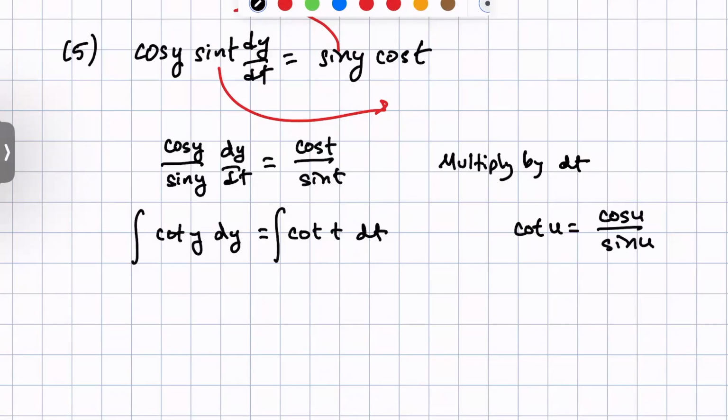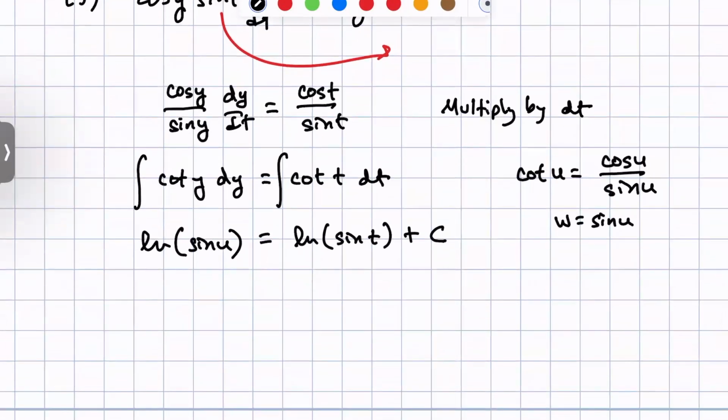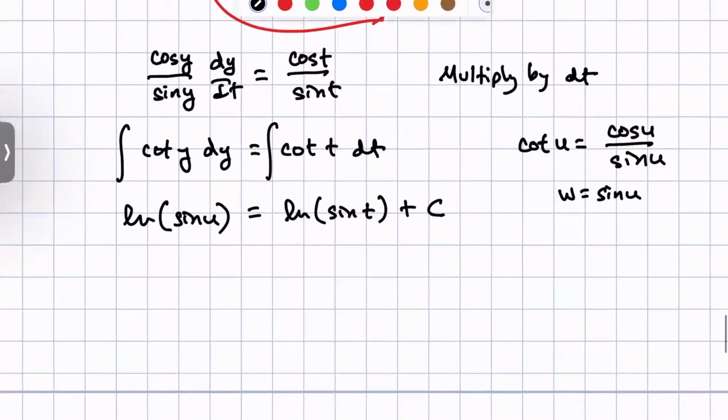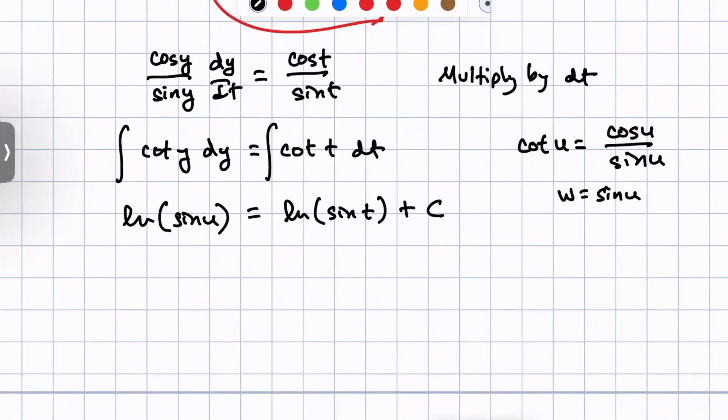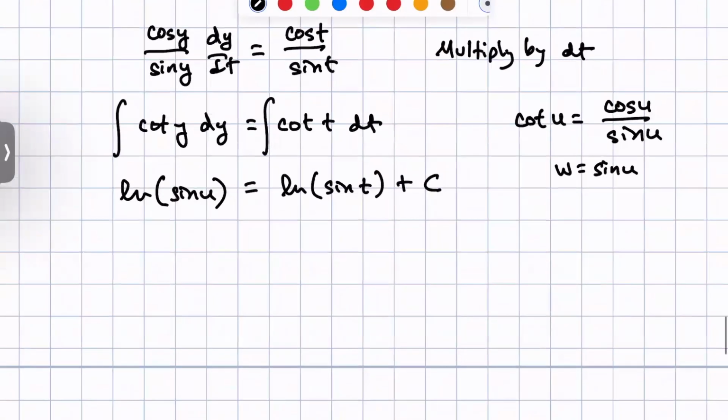And so if you do a substitution, say, w equals sine of u, then the du is just on top. So the log of sine of y is equal to the log of the sine of t plus c. This plus c is very important. Now again, let's dispense with the absolute values around the log. This should be perfectly okay.